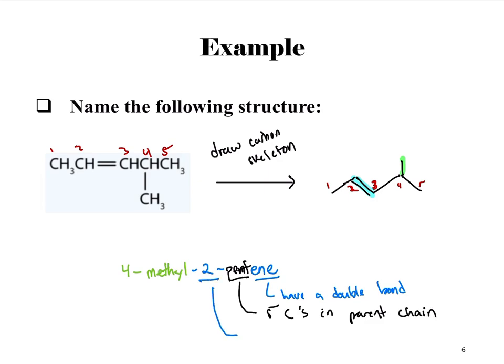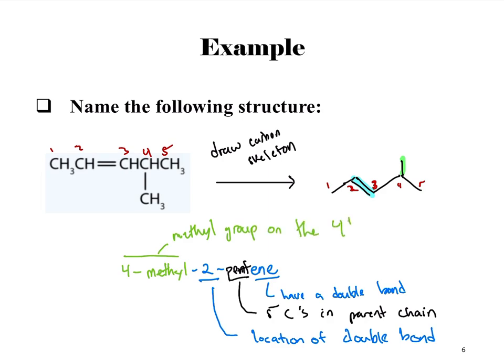2 tells us the location of the double bond. And then this tells us methyl group on the 4th carbon. Right, so it's identical to what we do with alkanes, except now we just need to specify where the double bond is and change the suffix because we don't have an alkane anymore, we have an alkene.